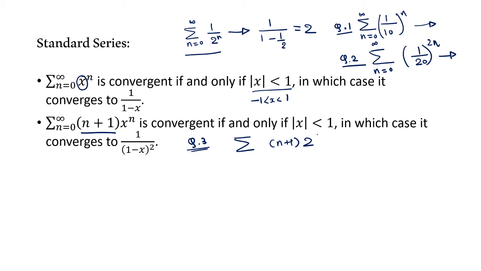So it is 2 raised to 3n. I think it is easy. n is running from 0 to infinity. Right? Just let me know where it is converging in the comment section.